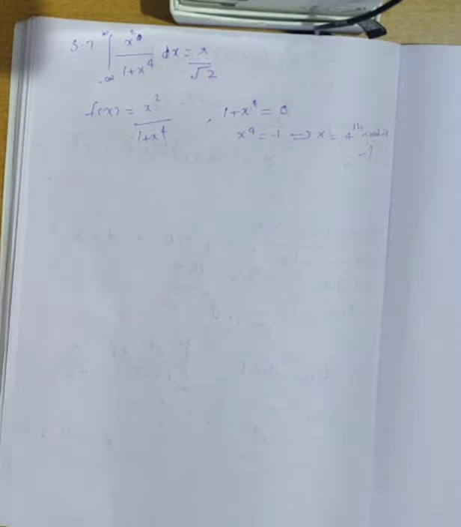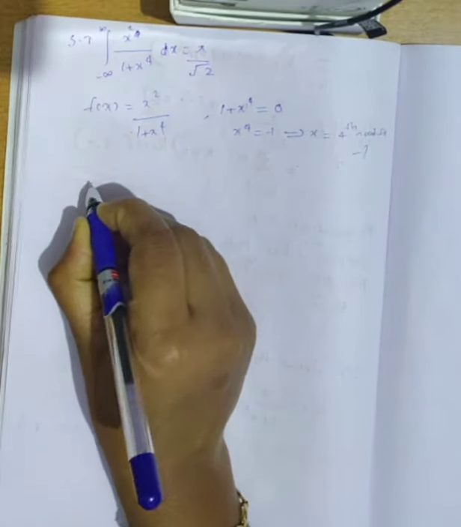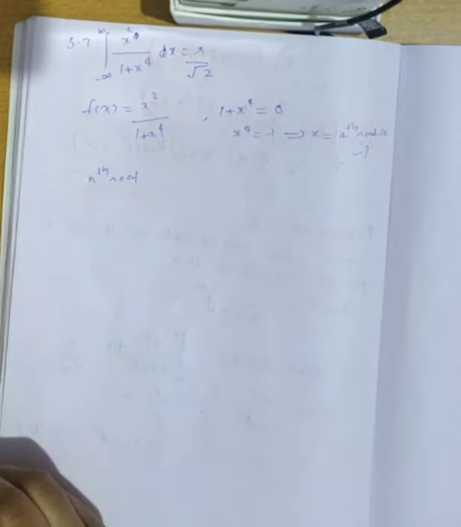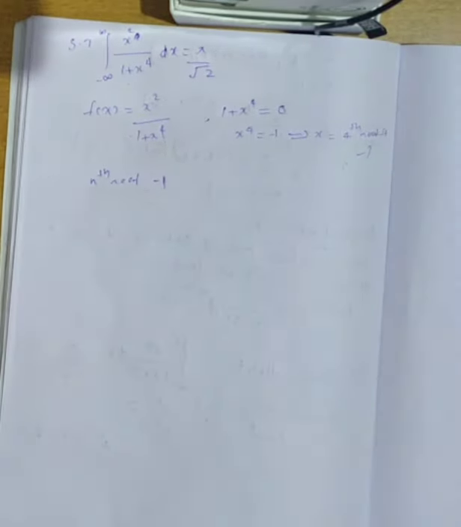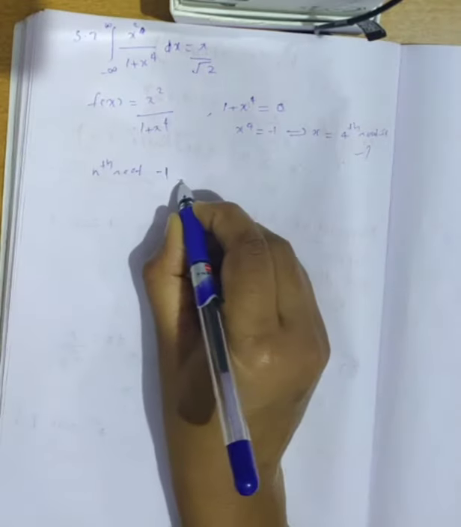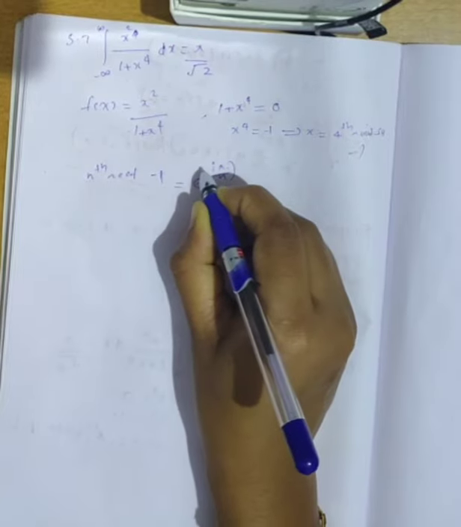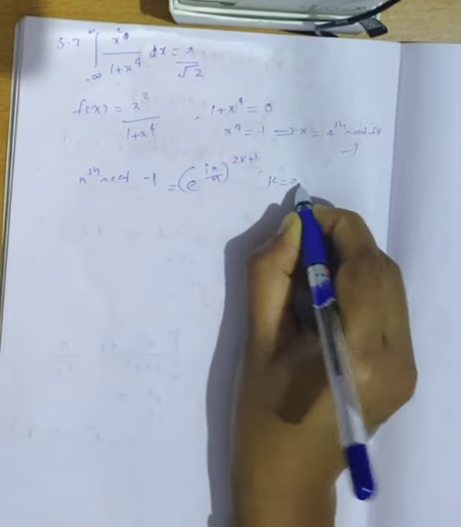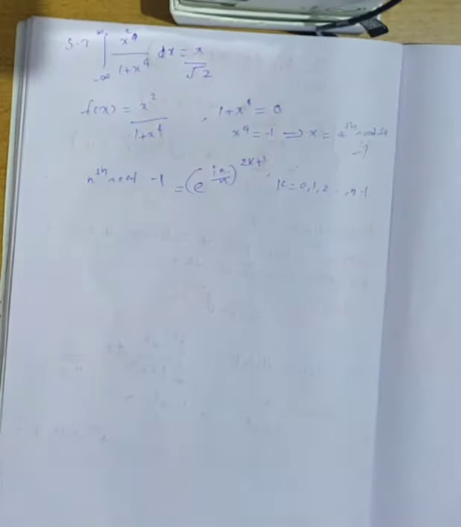Okay, and we have the fourth root. Suppose we want to find some nth root of minus 1. What is the definition of nth root of minus 1? Nth root of minus 1 equals e raised to I pi by n, all raised to 2k plus 1, where k equals 0, 1, 2, etc. up to n minus 1. This is the nth root of minus 1.